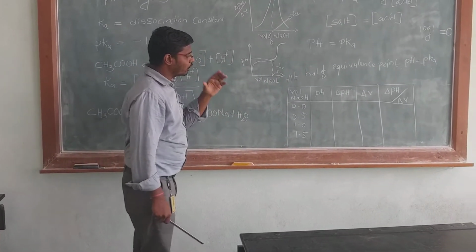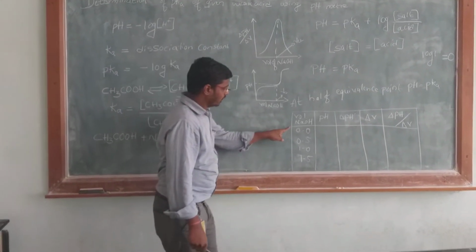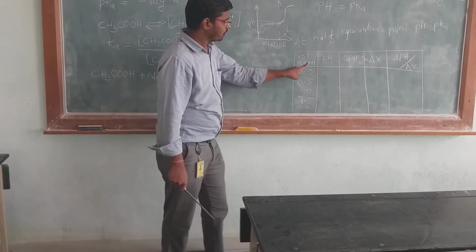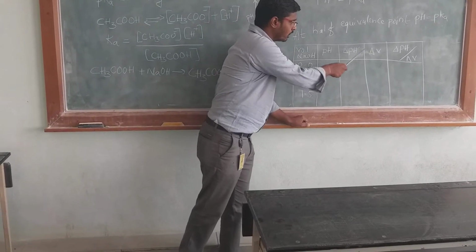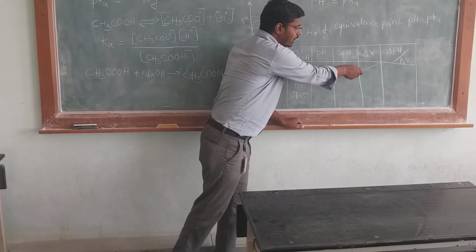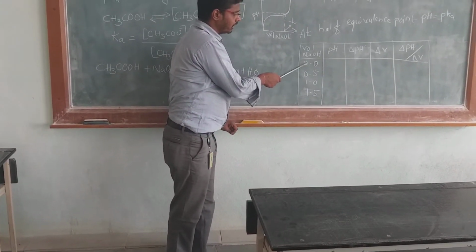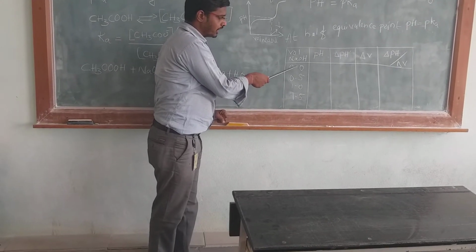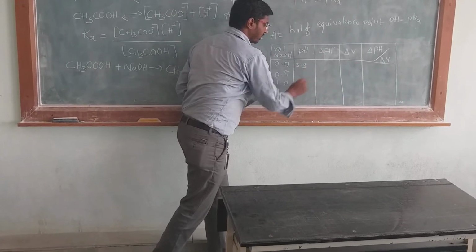Here, the equivalent point is determined by titration. In the tabular column, it contains volume of NaOH added, pH shown by the pH meter, delta pH value, delta V and delta pH by delta V. Initially, we dip the electrode in the solution, then we determine the pH of the solution. It will show some reading, say 3.9.